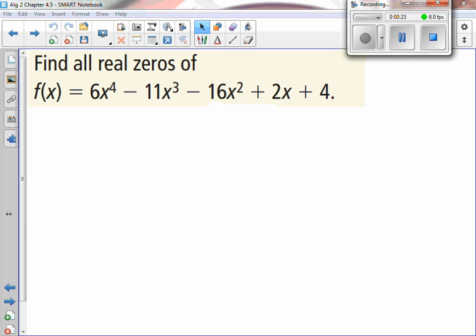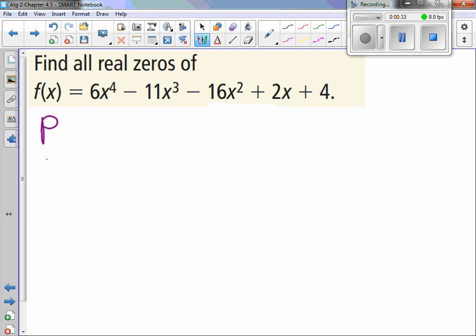6x to the fourth minus 11x cubed minus 16x squared plus 2x plus 4. Now, one of the things we can start off with is finding the rational zeros, which is our plus or minus p over q. Would be a good place to start, because that'll give us an idea of what the possible rational zeros are going to be. Now, p is going to be the factors of the constant term, and q is the factors of the leading coefficient.